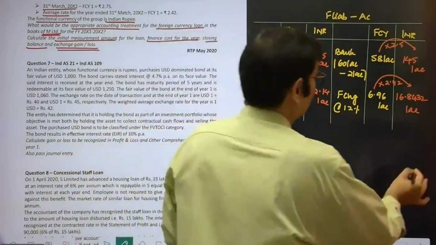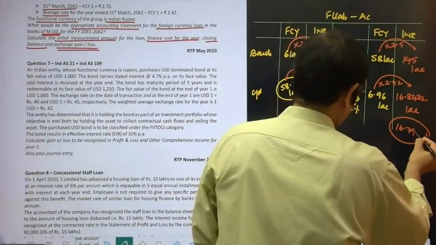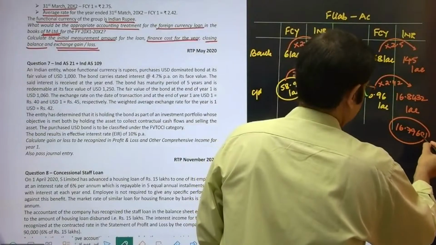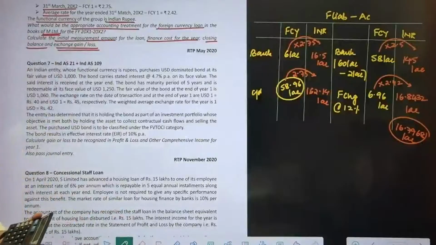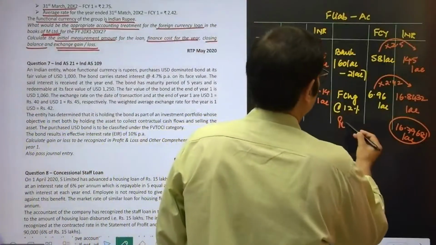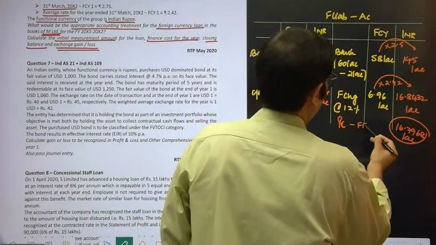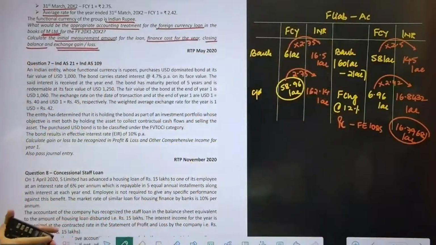I think it's coming on the credit side. That's, I think, 16.7968 lakhs, and this will be taken in the profit and loss account. So this is nothing but the foreign exchange loss on translation of the monetary item.